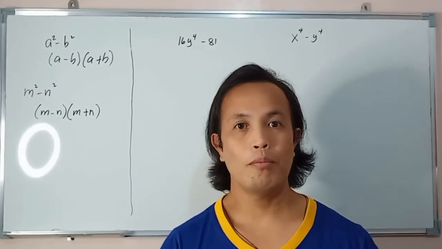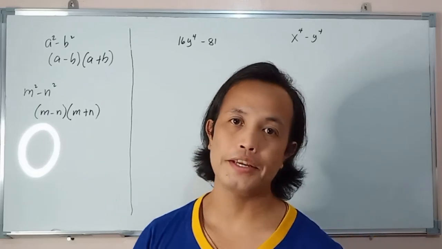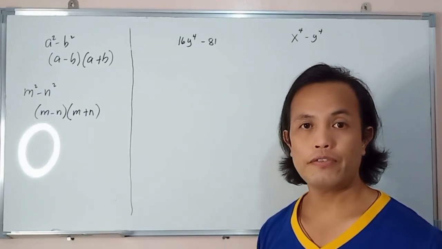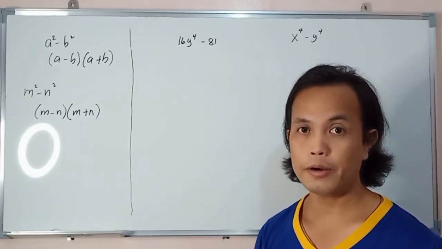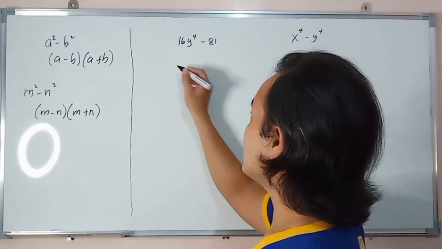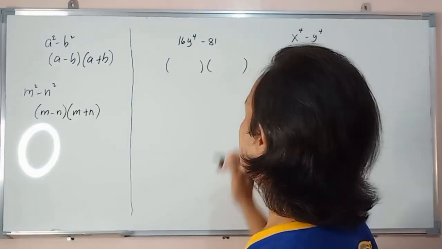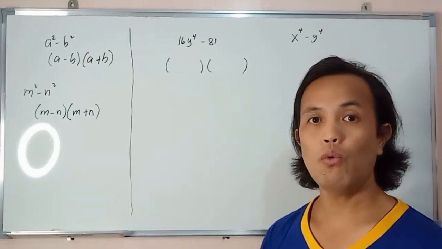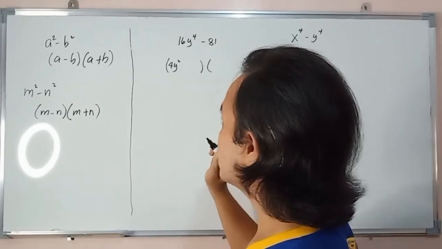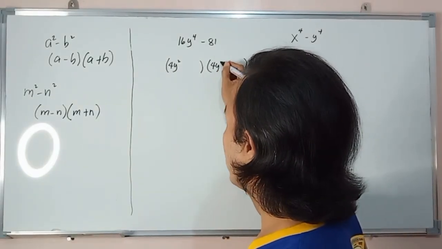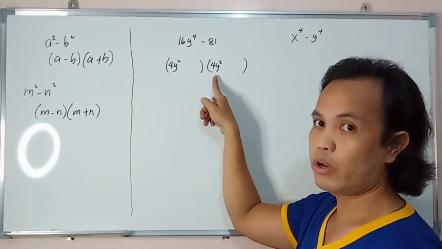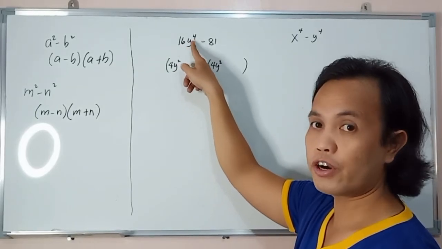Now let's proceed to a more challenging example. So we have these two examples here. So 16y raised to 4 minus 81. So again, 16 is a perfect square and y raised to 4 is also a perfect square. Then 81 is also a perfect square. So we can factor this out by writing these binomials. The square root of 16y raised to 4 shall be 4y squared. So we write 4y squared. When we multiply 4y squared times 4y squared, this will give us 16y raised to 4.